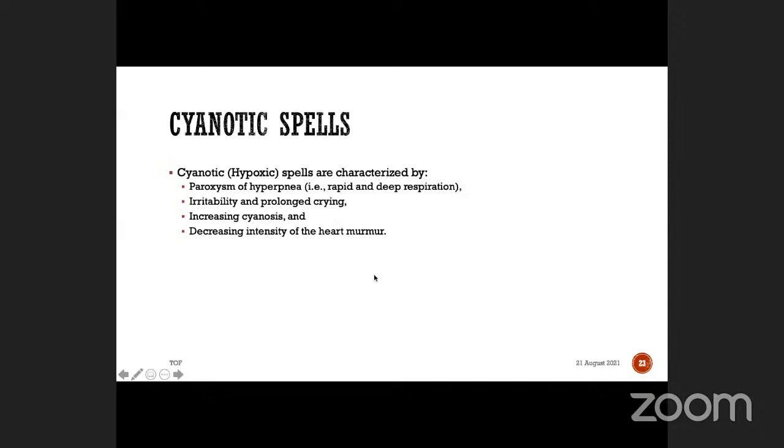So what is the cyanotic spell? Spells are characterized by paroxysms of hyperpnea, which is rapid and deep respiration, irritability and prolonged crying, increasing cyanosis, and then decreasing intensity of heart murmur.